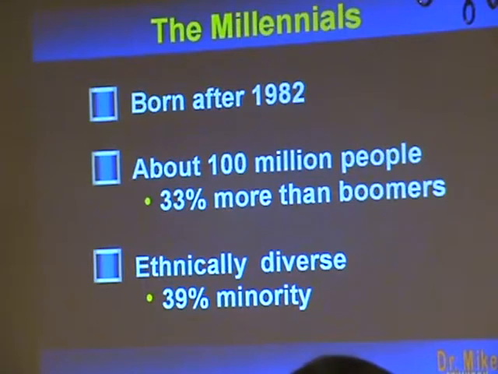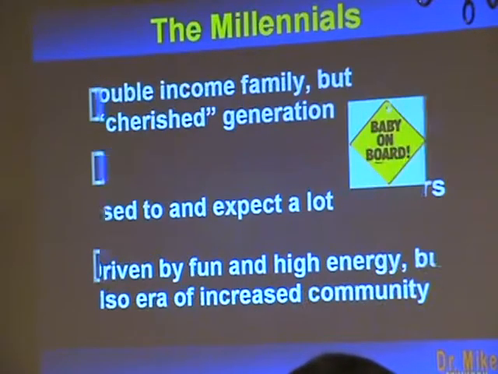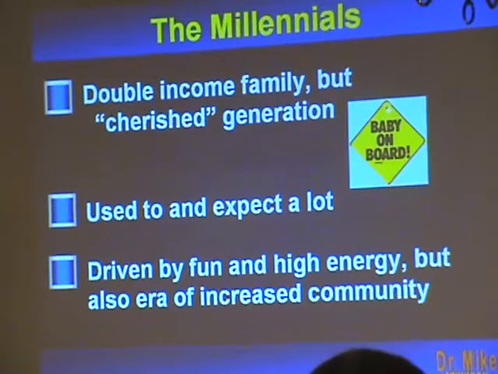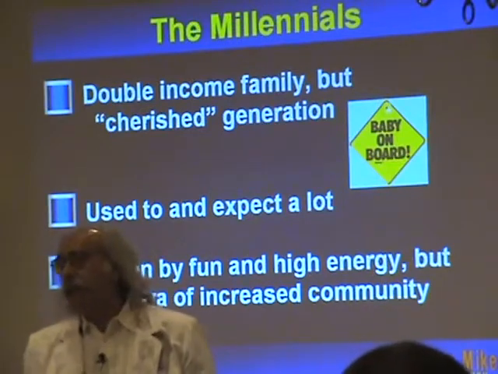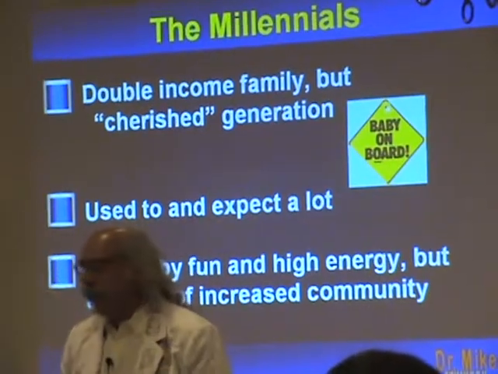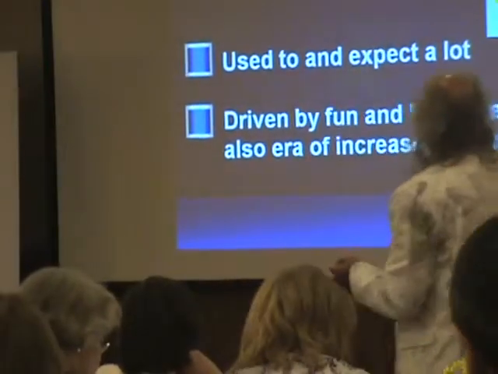Ethnically diverse, roughly 40% identify themselves as visible minorities, which is way up from any other generation we might have ever looked at. They are a double income family, typically, and this is in North America, Western society. They're very cherished, the millennial children. You'll often see that baby on board sign all over the place. Mom and Dad really care about them. And they care about them for a number of reasons, but they think that they're special. They're used to a lot, they expect a lot. Whenever there's been problems before, Mom and Dad have stepped in, they've done some stuff for them. They've had extra schooling, soccer practice, all of that stuff. And they've all taken care of everything.